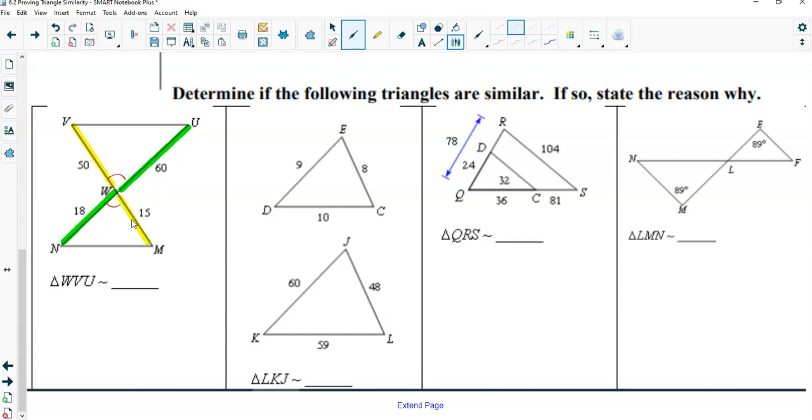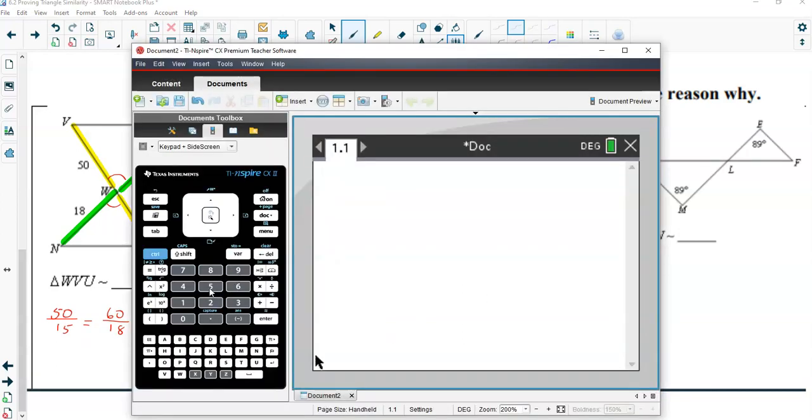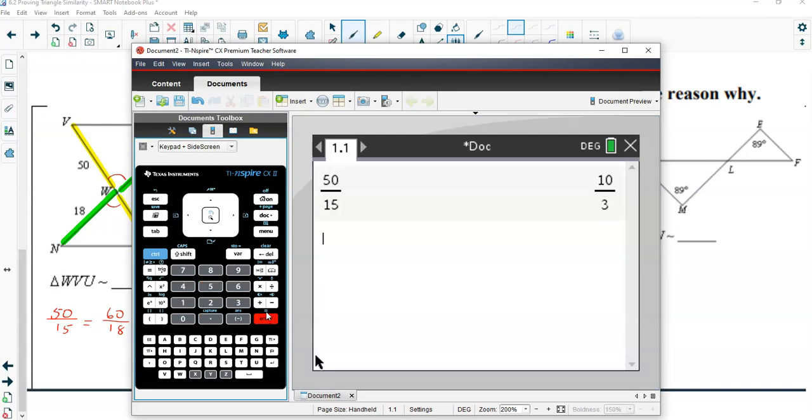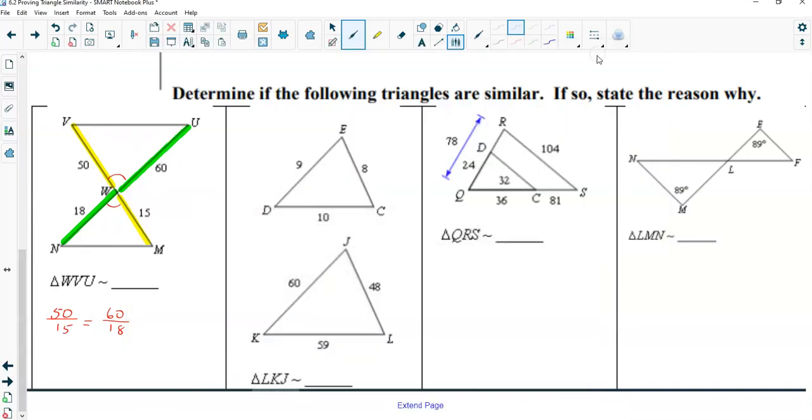So if 50 is to 15 as 60 is to 18. So let's try that and let's figure that out. Let's see. Is 50 to 15 as 60 is to 18? Well, I could go to my calculator and punch that in. 50 divided by 15 gives me 10/3, and 60 divided by 18 also gives me 10/3. So that means the ratios are equal to each other, therefore they are proportional.